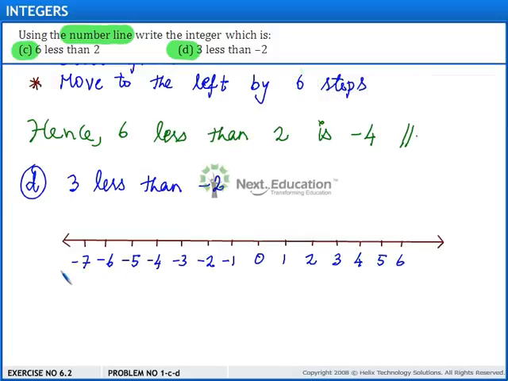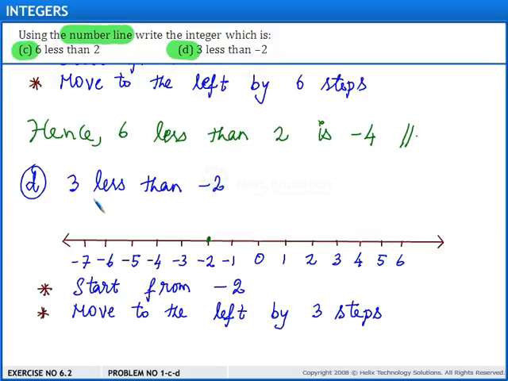Let us now consider the number line. To find 3 less than minus 2, we need to start from minus 2. Since we need to find 3 less than minus 2, we need to move to the left by 3 steps, starting from minus 2. So we have 1, 2 and 3. We have obtained minus 5.